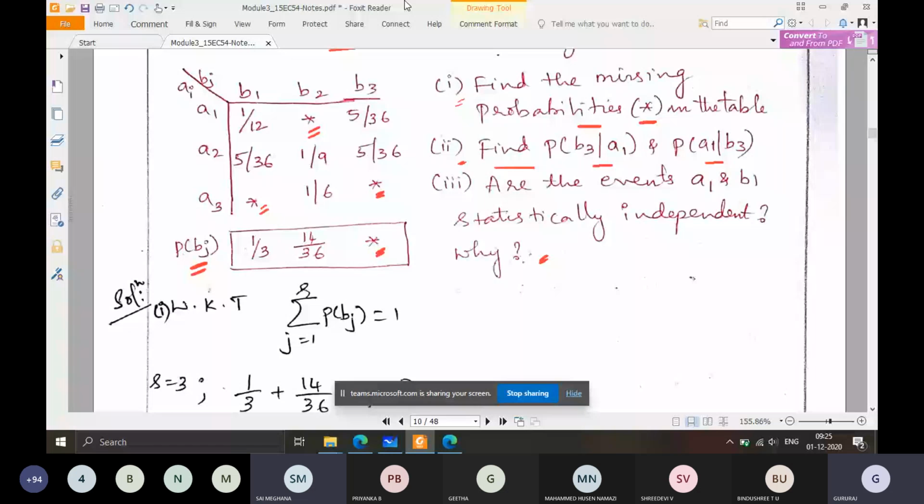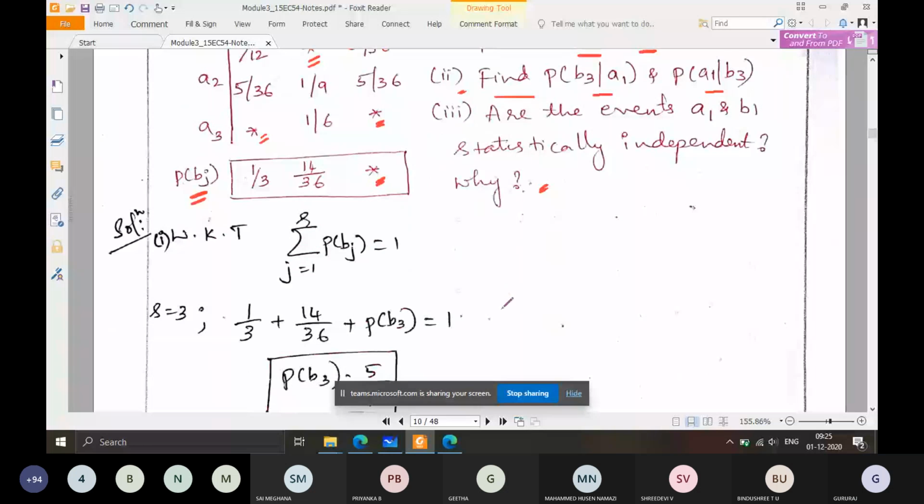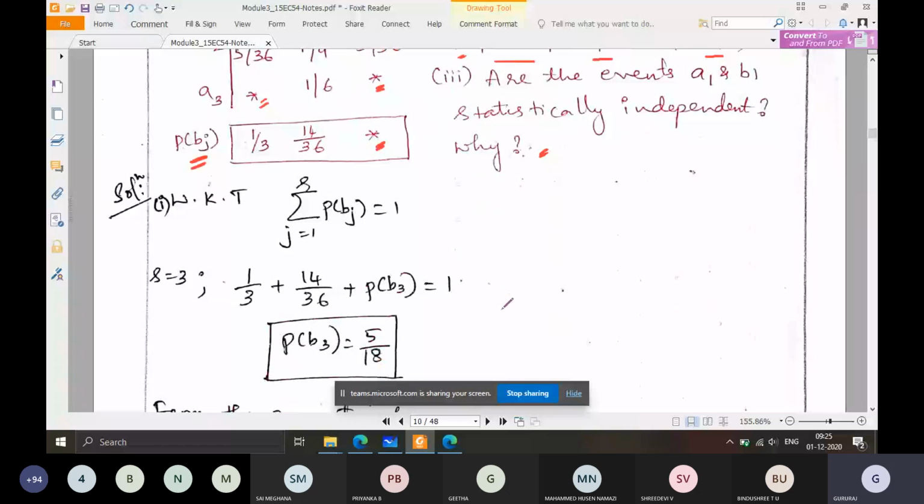So if you take the sum of elements of any row, or column wise, of a channel matrix, you will get unity. Correct? So how to represent that property? Can anyone tell me the formula for that?